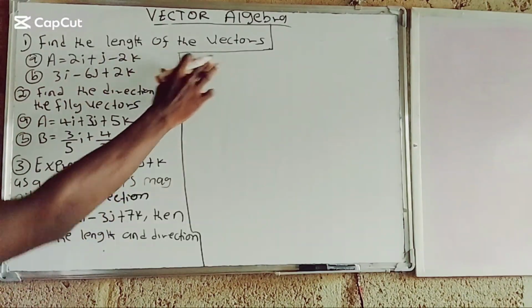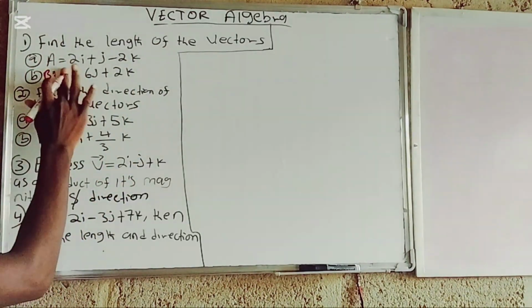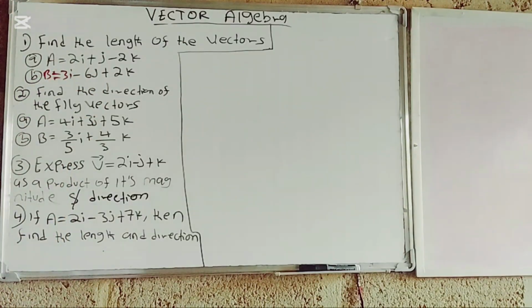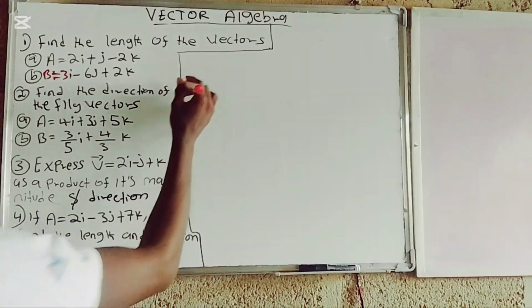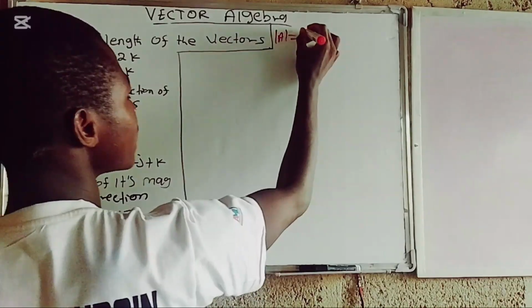Find the length of the vector A and the vector V. This is V. To find the length of a vector is the same thing as finding the magnitude of the vector. So the length of this vector is the same thing.